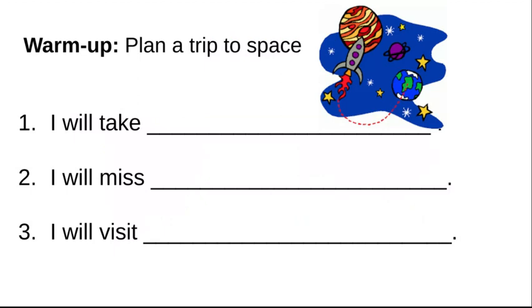Okay, we are going to do a warm-up. We are going to imagine that we are planning a trip to space. Here you have the beginning of some sentences, and you have to complete the sentences. For example, number 1, I will take, and then something you would want to take with you to space. For example, I will take my dog.